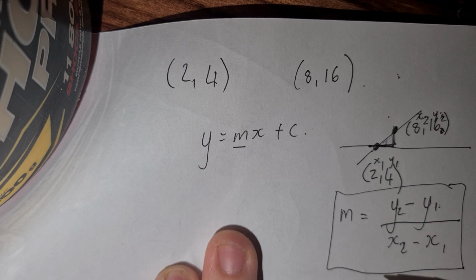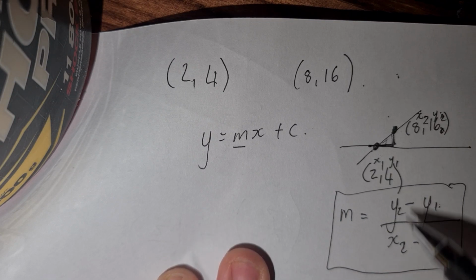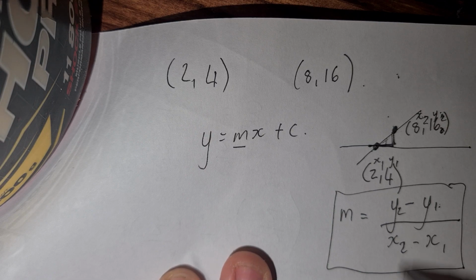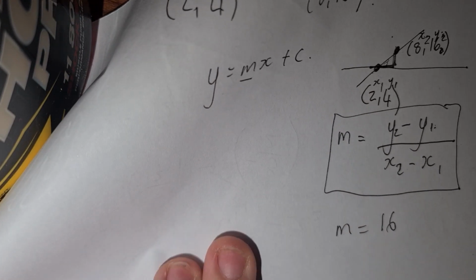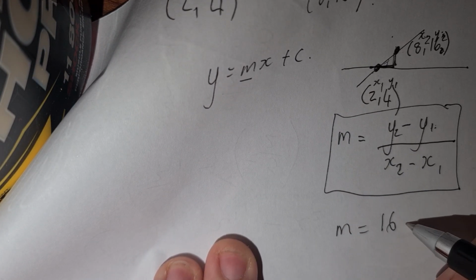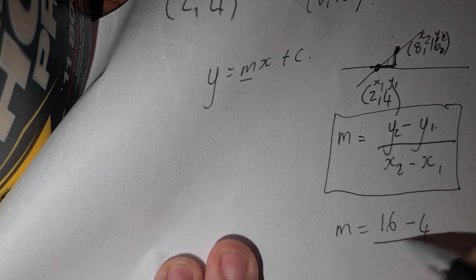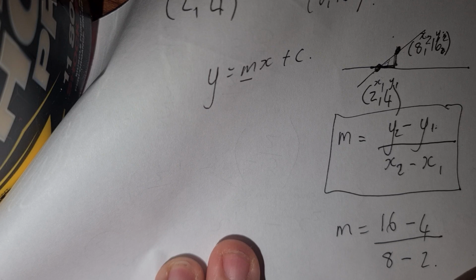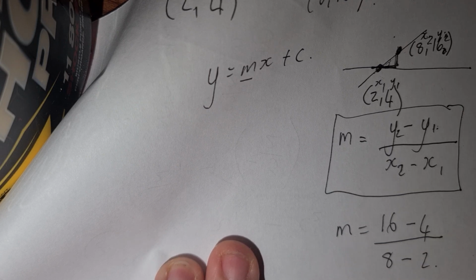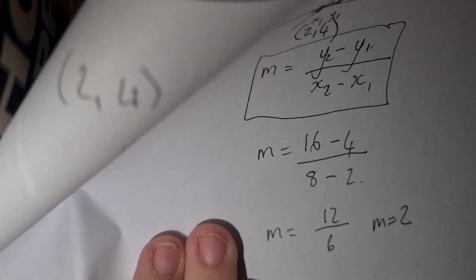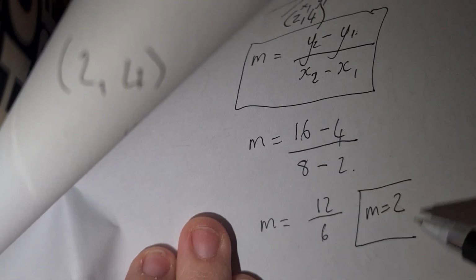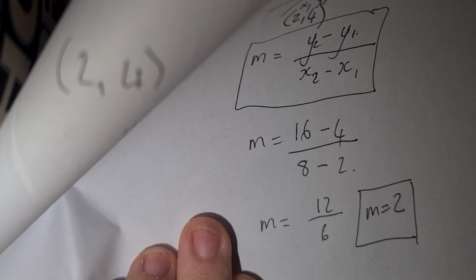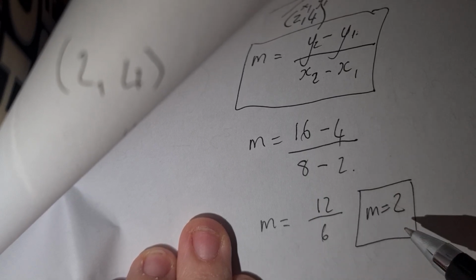So what is the gradient here, or the slope here? For every 1 x, how many y's have we got? y2 will be 16, y1 will be 4, x2 will be 8, x1 will be 2. So m is equal to 16 minus 4, which is 12, over 6. So m is going to be equal to 2. I'm doing this in load shedding in the dark. So now I've got m is equal to 2.